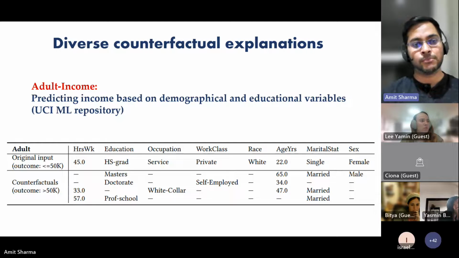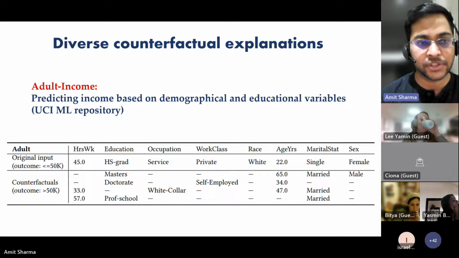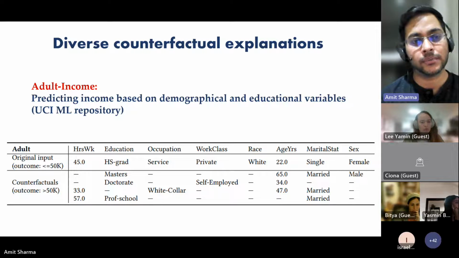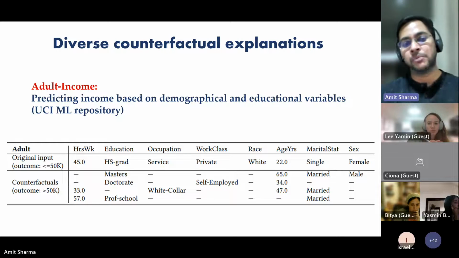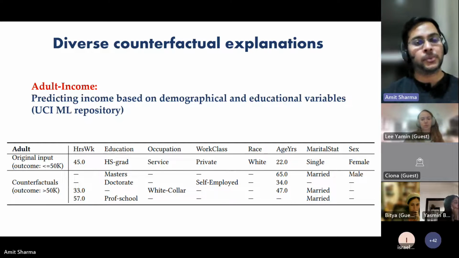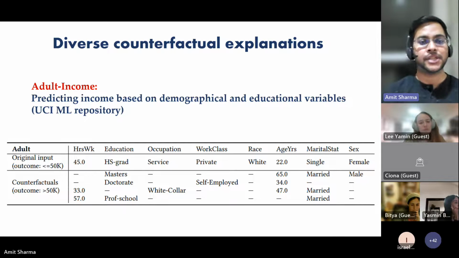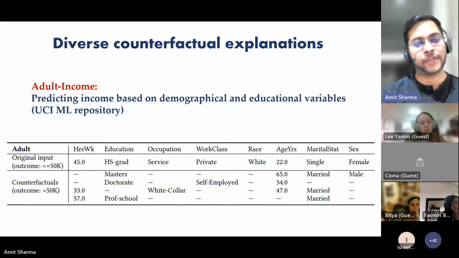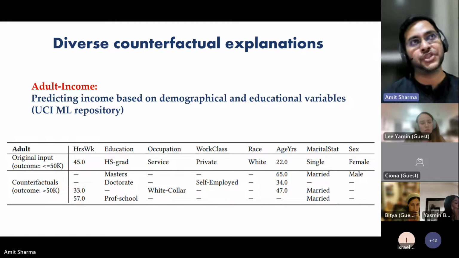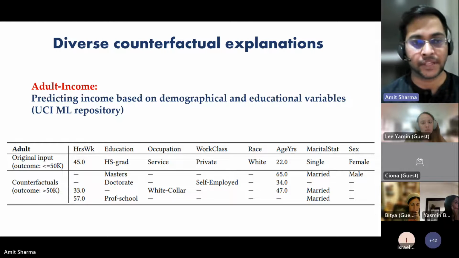So here I'm showing you an example from an adult income data set. The first row is the original data set input where there was some person. We have their hours per week, education, occupation, etc. And the model predicts that their income should be less than 50K based on these attributes. You can run this algorithm and find the counterfactuals, which are the features that this person should have had so that the model predicts an income greater than 50K, right?